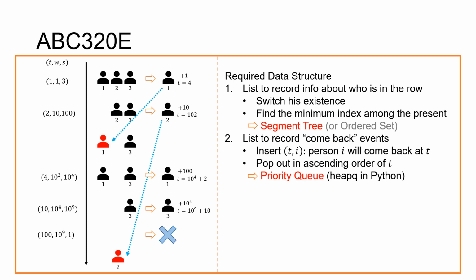Second, since people come back after eating noodles, we need to stock these comeback events and take them out one by one in need. So we require a list with inserting elements and popping elements out in ascending order of time t. Therefore, we use a priority queue. Now we solve the problem with these two data structures.